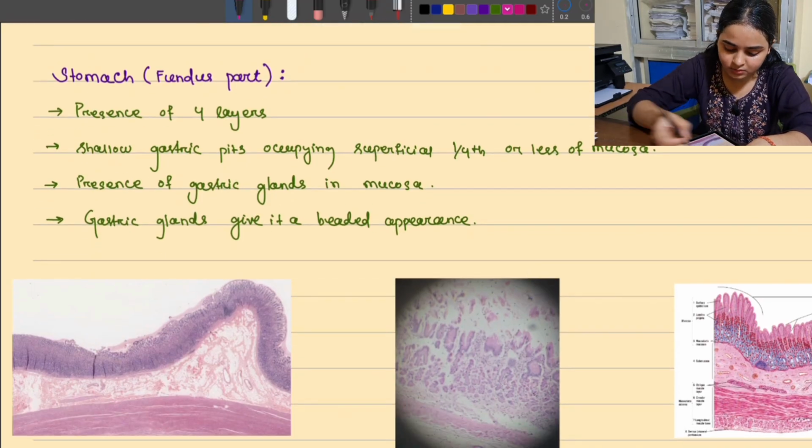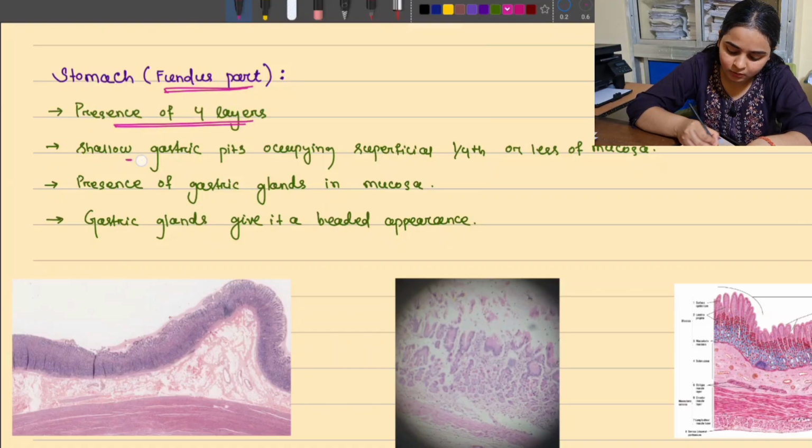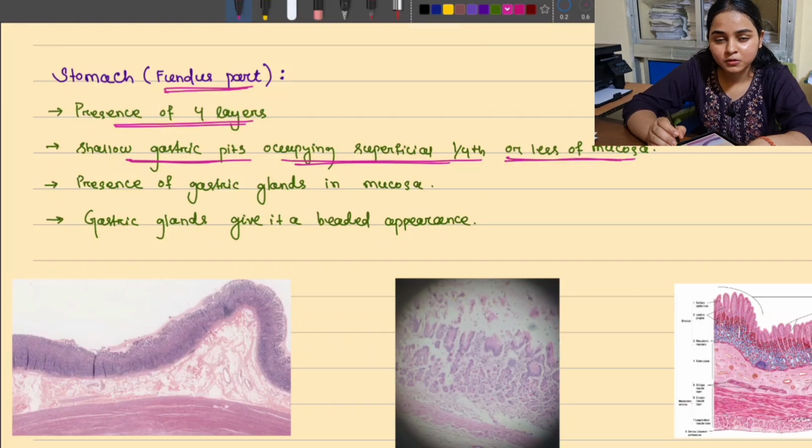What are the identification features? So presence of 4 layers, that is mucosa, submucosa, muscularis layer and the serosa, not the adventitia. Adventitia is present only in the esophagus. And the shallow gastric pits occupying superficial 1/4 of the mucosa. This is the most characteristic feature of the fundus part of the stomach.